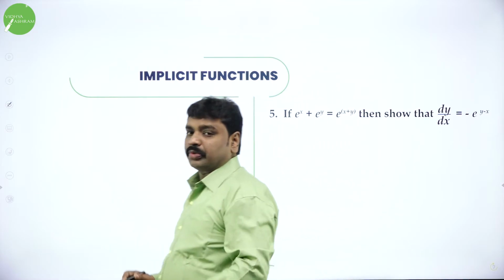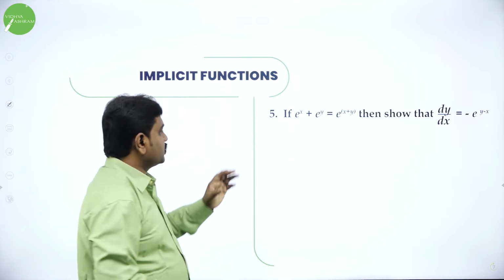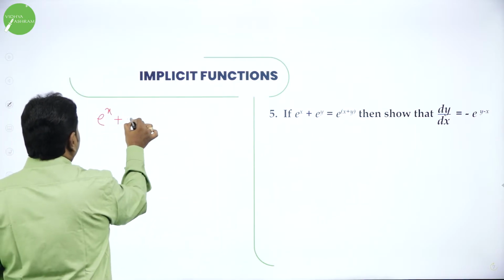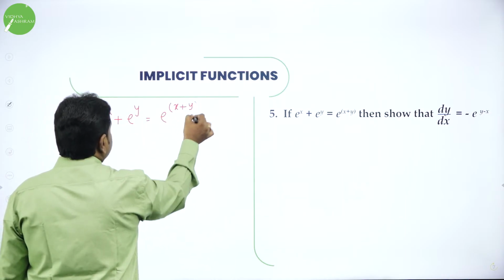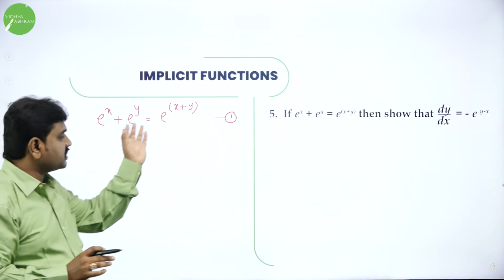So we'll solve the problem by both the methods. First I'll take the first method. They gave e power x plus e power y is equal to e power of x plus y. I call this equation 1. Directly you can differentiate, rearrange and resubstitute.